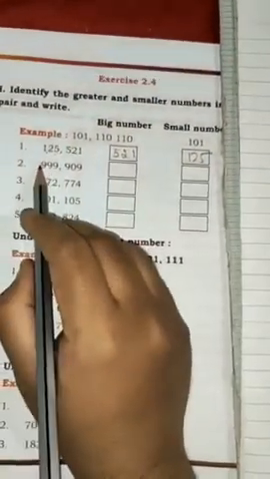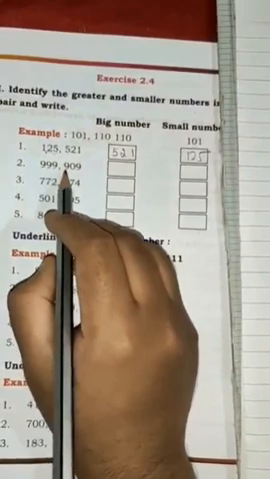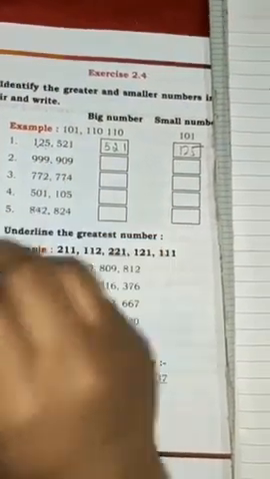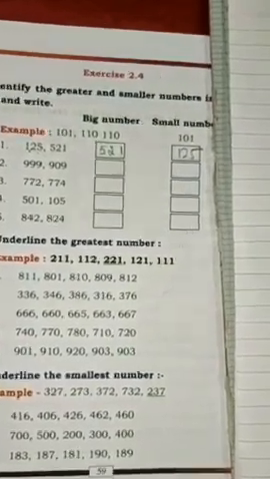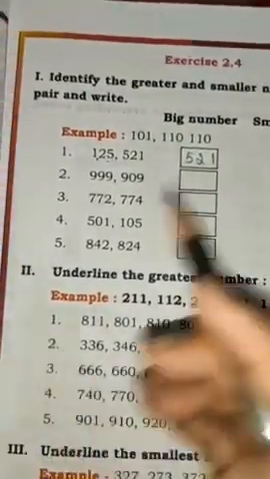Okay, next one is 999, 909. Now you tell me which is the big number here. Tell me fast, children. Yes, we'll do it here only.